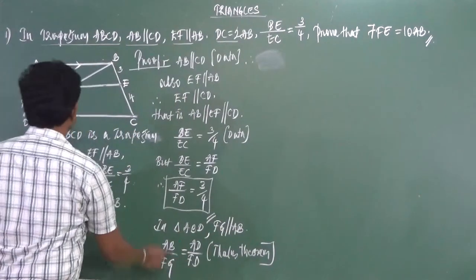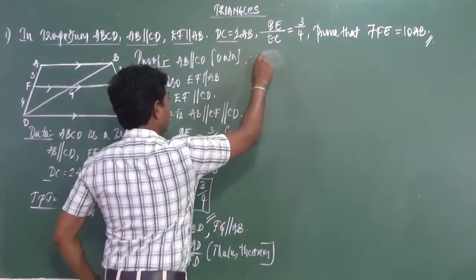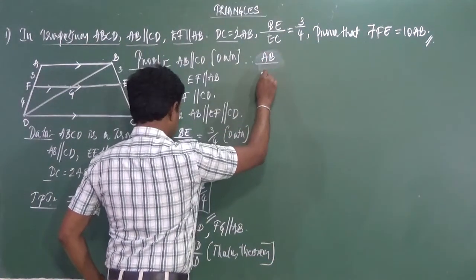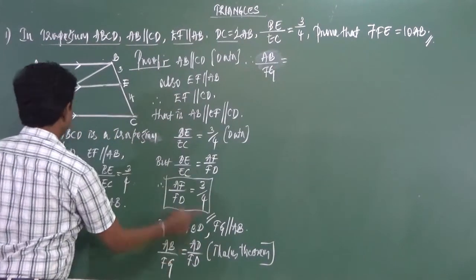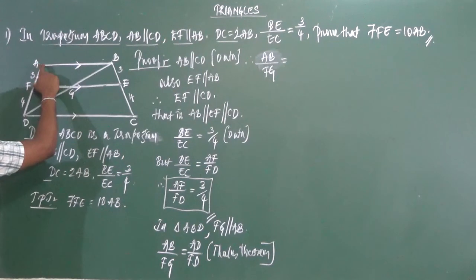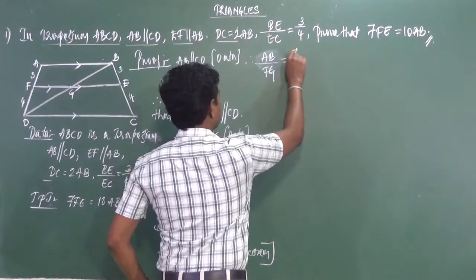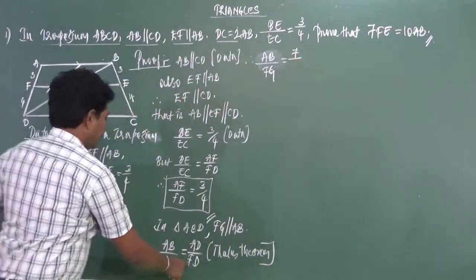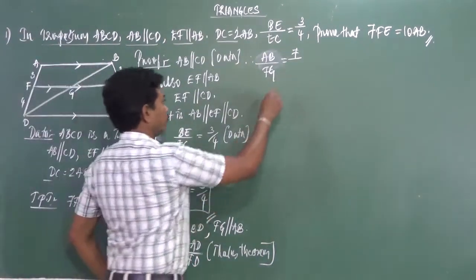So AB by FG, I am going to write it in the same manner. AB by FG is equal to, what is AD here? AD is AF plus FD, that is 3 units plus 4 units, which is 7 units. So I will write 7 units here by FD. FD is 4 units, so I will write 4 units here.